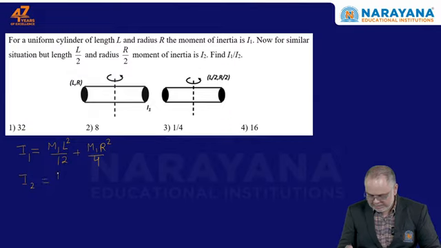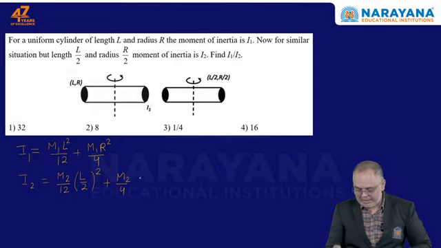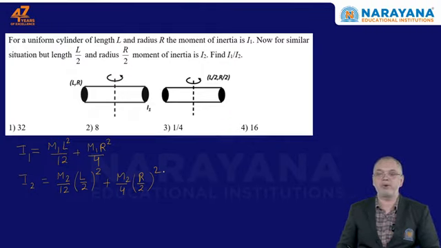So we can write I2, that is m2 by 12. Instead of L, we have L by 2, so L by 2 whole square, plus m2 by 4, and instead of R, we have R by 2 whole square. So these are the two moments of inertia. We can take the ratio of these two.